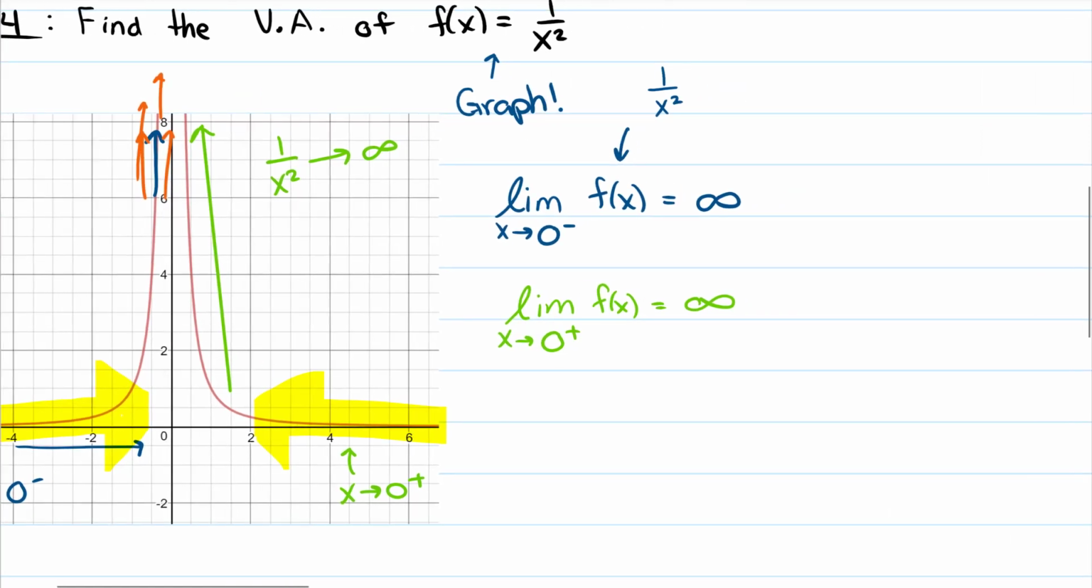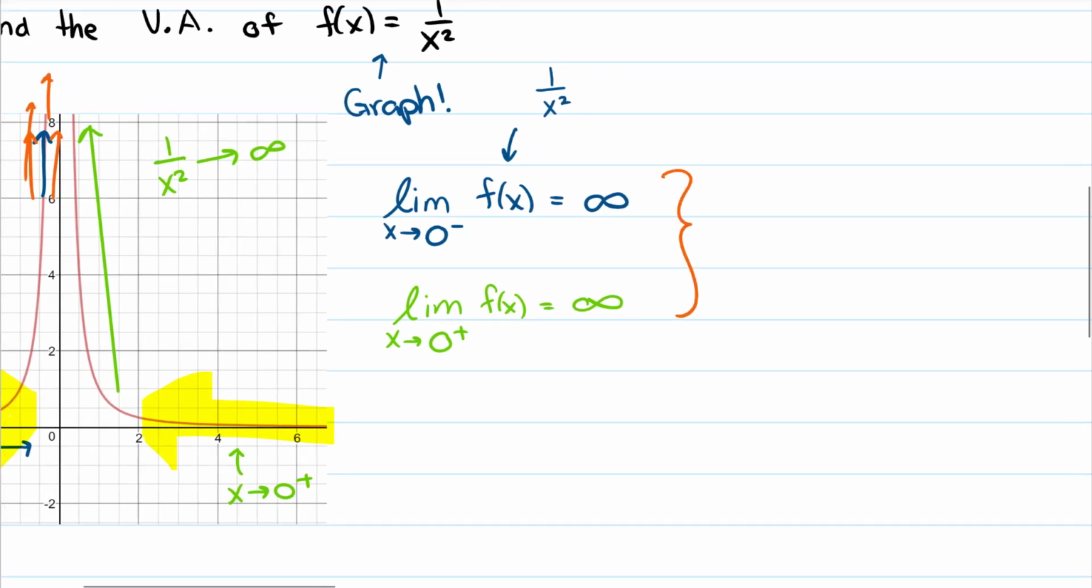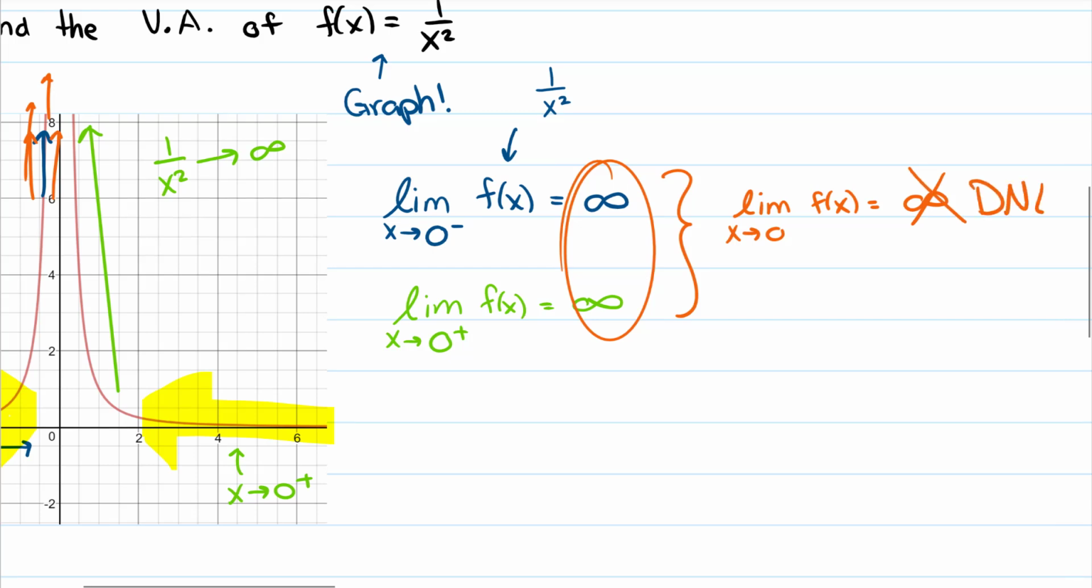An important side note to make is that based off these limits, we get that the limit as x approaches 0 of f of x should be infinity, because both of these limits are infinity. However, this is not true. The limit does not exist because an actual limit, not from the right or left, has to be a number. So based off this observation that the limit from the right and the limit from the left is infinity, we can deduce that the line x equals 0 is a vertical asymptote of this graph.